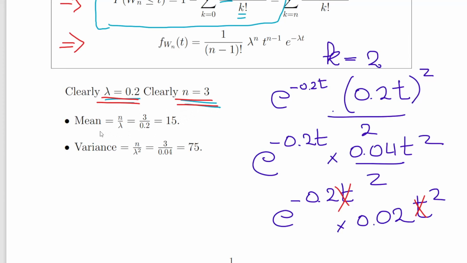What we're asked to do is calculate the mean and the variance, which is straightforward enough. Using n and lambda, the mean is n divided by lambda, which is 3 divided by 0.2, which is 15. The variance is n divided by lambda squared, which is 3 divided by 0.04, which is 75. So those are the answers we're looking for: 15 and 75, the mean and the variance. Good. Done.